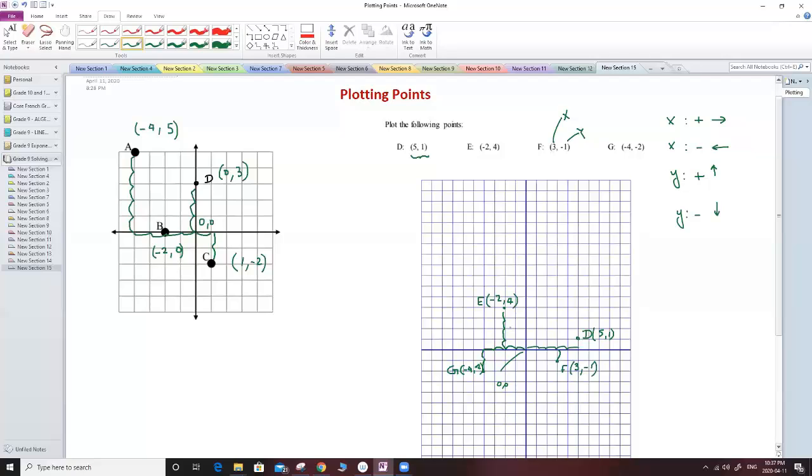And don't forget, if it's on the x-axis or on the y-axis, I have to be careful. For example, point B, again, if it's on the x-axis, the y equals 0. But for D, because it's on the y-axis, the x is 0. I hope you understood how we can read the coordinates of any point and how we can plot points if I have their x and y coordinates.